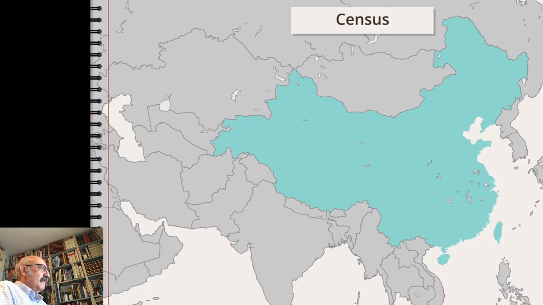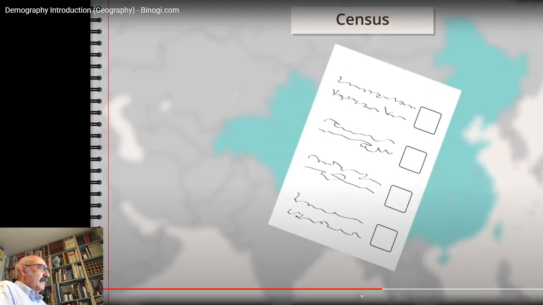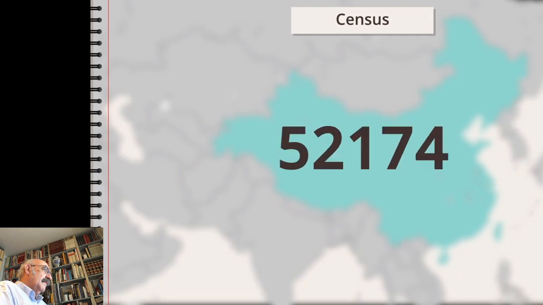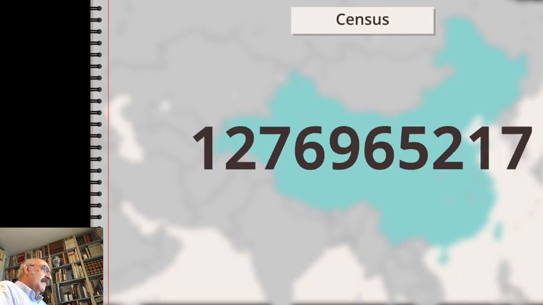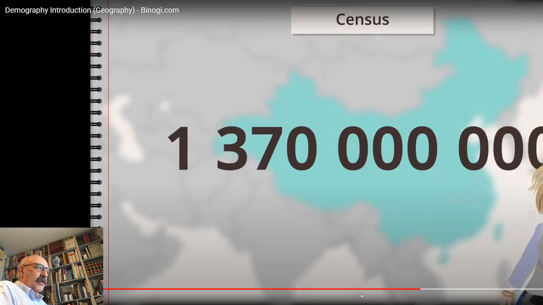6 million people made calls or knocked on doors to ask questions about each household. How many people live at the address, how old they are, what gender they are, and about their level of education. When the census was finished, they had counted 1.37 billion people. This is a lot.